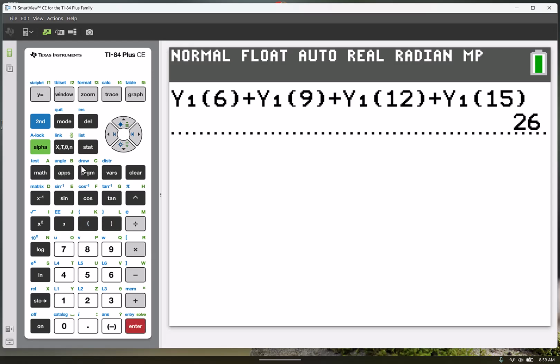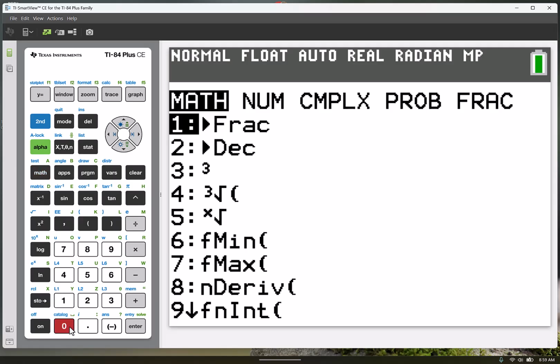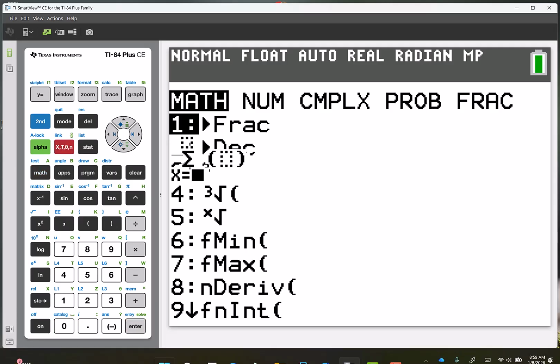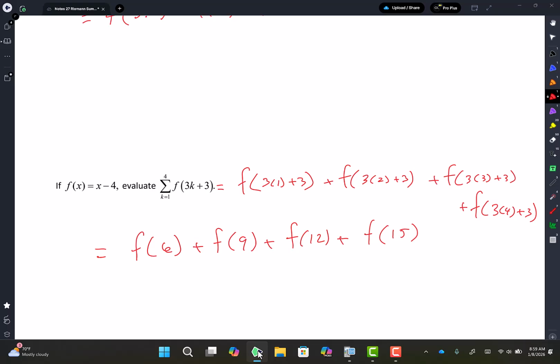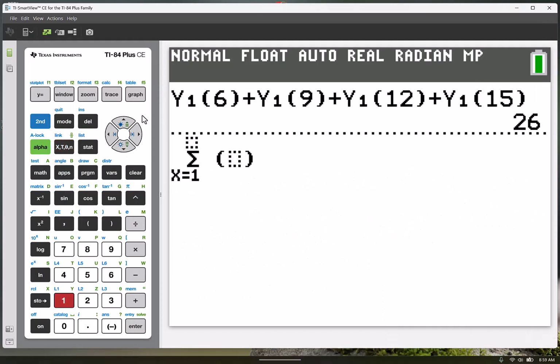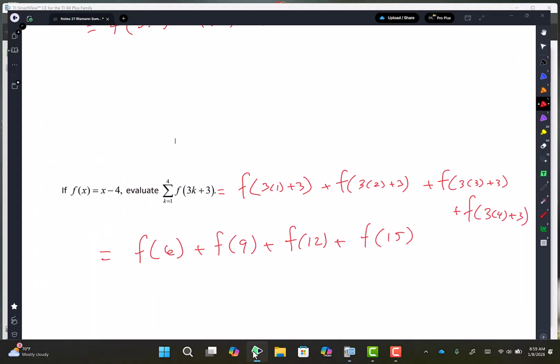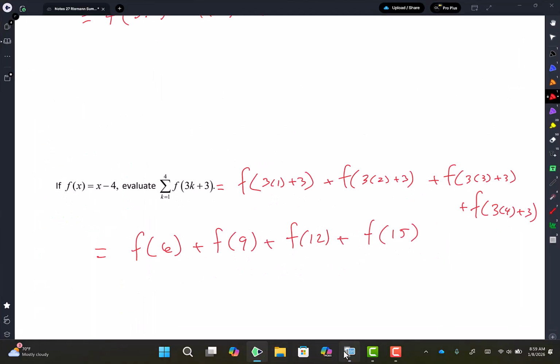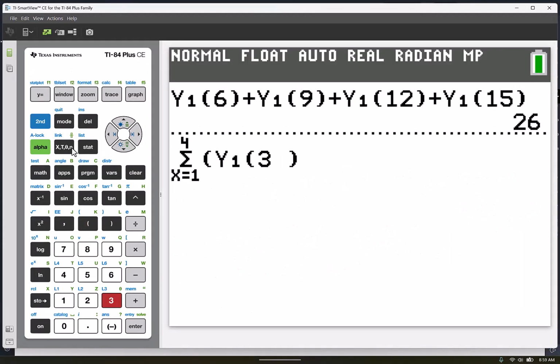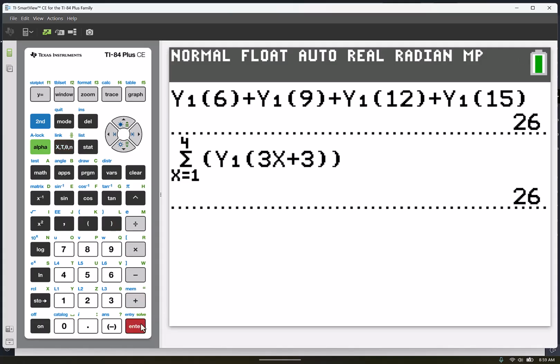Bam, 26. Let's see what happens when I do math 0. Of course, it's going to be the same. x equals, what does it start at? 1. And it ends at what number? 4. And then I'm just going to type alpha trace y1. And what was the expression on the inside? 3x plus 3. So I'm going to put 3x plus 3. And it should be the same thing, guys. Bam! Look at that. What do you guys think?